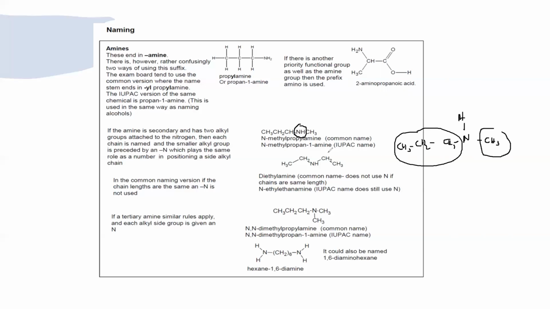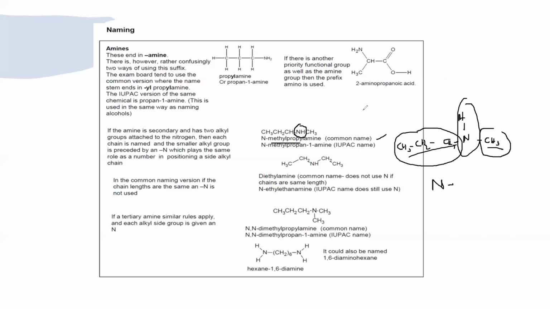So N-methyl and propyl. Basically what this N shows is that this carbon chain is attached to nitrogen. That's the meaning of this N. So N-methyl because of one carbon, N-propyl because of three carbons, and due to this functional group we call it amine. So N-methyl, N-propylamine, that's a common name.